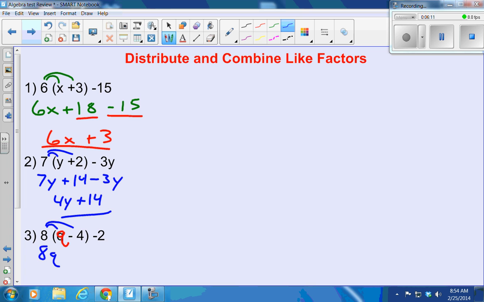This is a negative 4 or a minus 4, which gives me 32 minus 2. That is 8q, and negative 32 minus 2 is negative 34. That was a tricky one because of the negative signs, but there's my answer. Make sure you know that one.